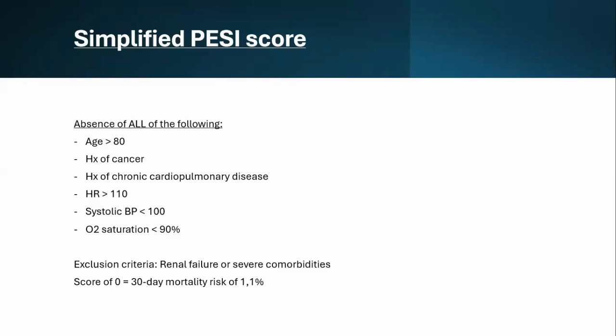Just to add to that, the reason why they looked at things like PESI and Hestia, and this is obviously US data, is that they found that outpatient management for low-risk PEs actually saved $4,500. So that's a significant number. That's why they're opting for outpatient treatment for low-risk patients, which I found fascinating.